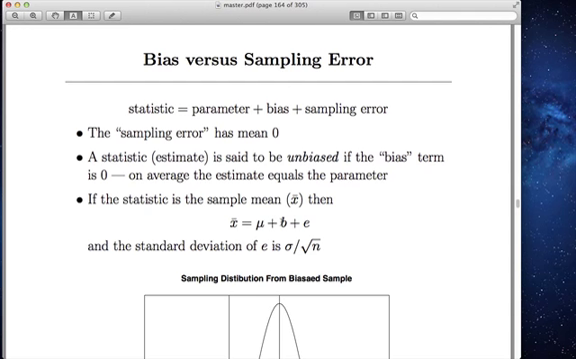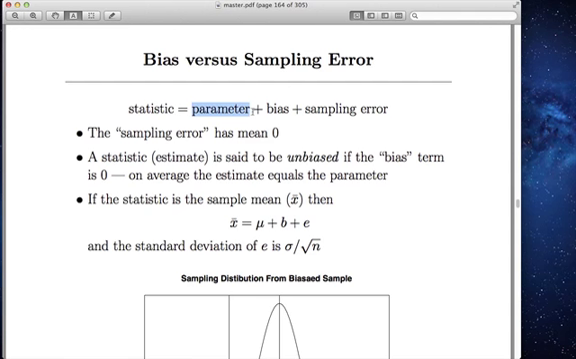Let's talk about bias versus sampling error. So I've drawn a sample from some population. I've computed a statistic. What is that statistic equal to? That statistic is really made up of 3 pieces. So the 3 pieces are as follows. That statistic is really a function of the parameter.